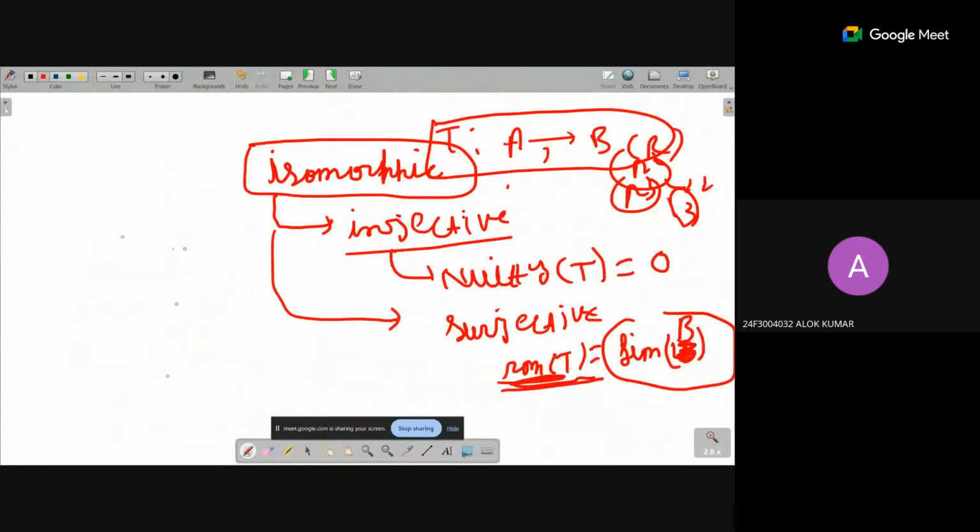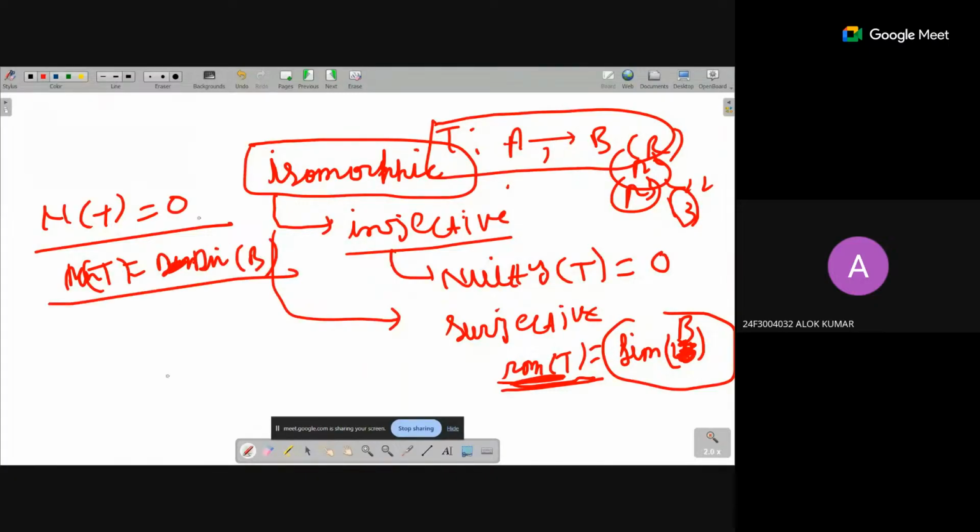So we know that if the nullity of T is 0, then the function is injective, and if the rank of T is equal to the dimension of B, basically the codomain, then the function is surjective. If we combine these two conditions, we get a bijective function.